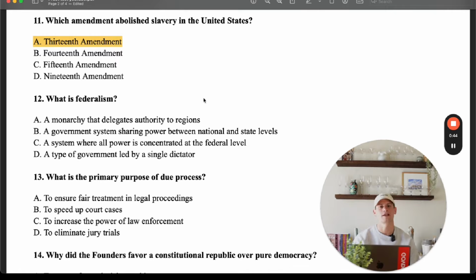The 13th Amendment is the amendment in the U.S. Constitution that abolished slavery.